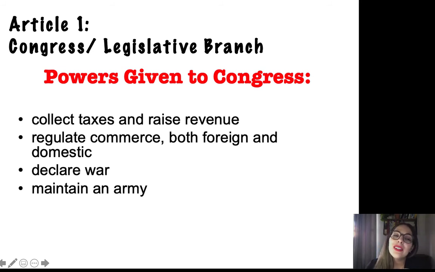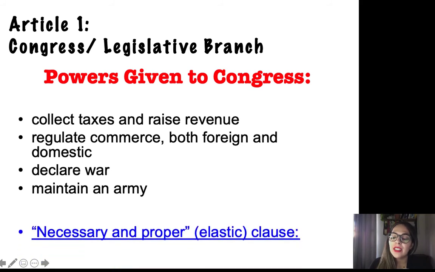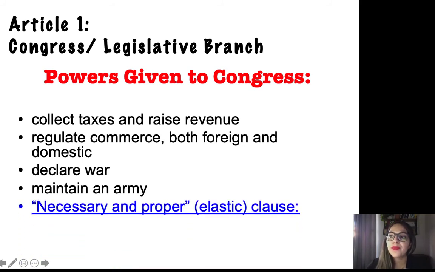Now, Congress also has a right to maintain an army. Now, they do this through passing bills and things like that. So they maintain the army. They are not the commander-in-chief, okay? That is the president. And we'll talk about his presidential powers in a little bit.